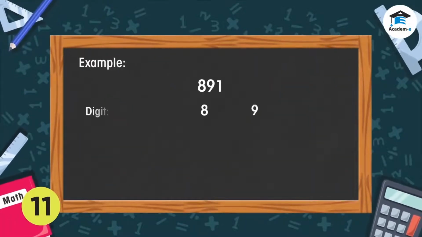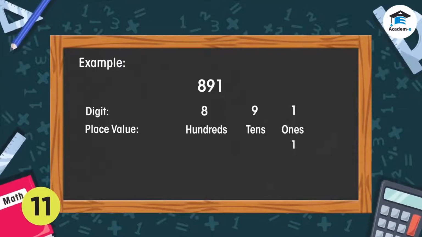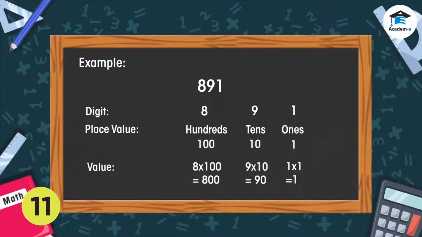Given this number, identify the place value and value of each digit. The 1 is in the ones place value. The 9 is in the tens place value. The 8 is in the hundreds place value. See how their values depend on their place values.